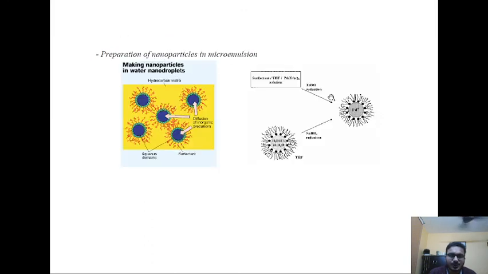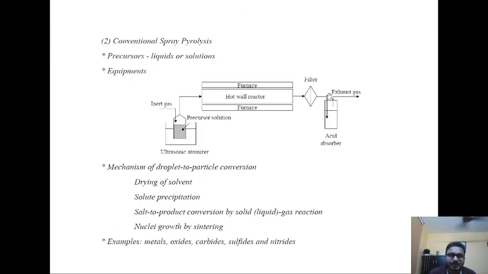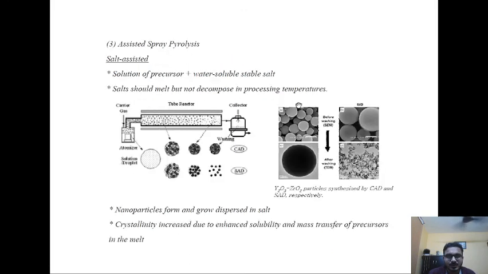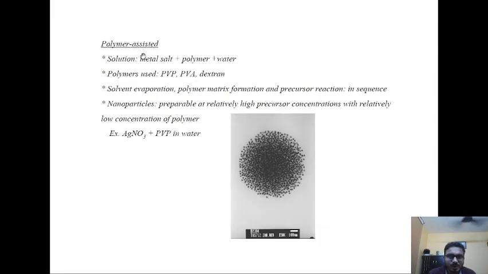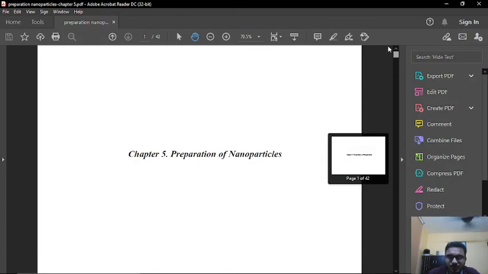Then preparation of nanoparticles by droplet to particle conversion, which has an introduction, then conventional spray pyrolysis, and various morphologies as shown in this figure. Then the next was assisted spray pyrolysis, that is salt assisted, then polymer assisted was there. So that was all about this chapter. And as I told you, now we will have the chapter on tools.